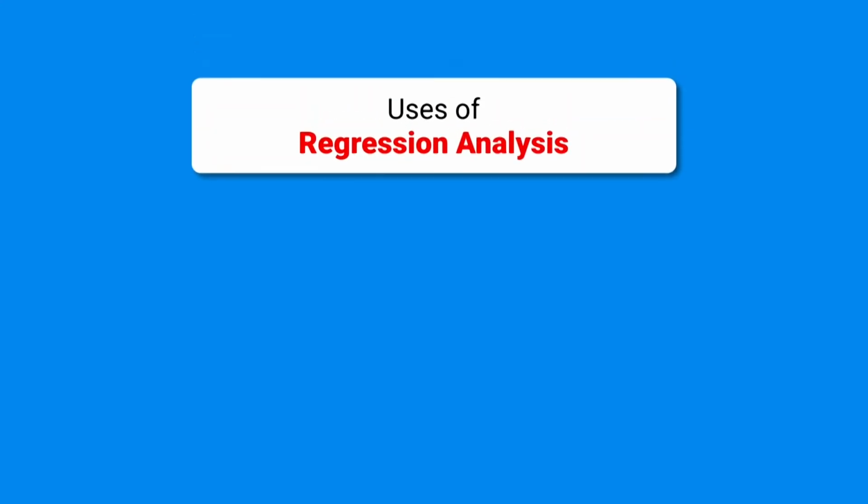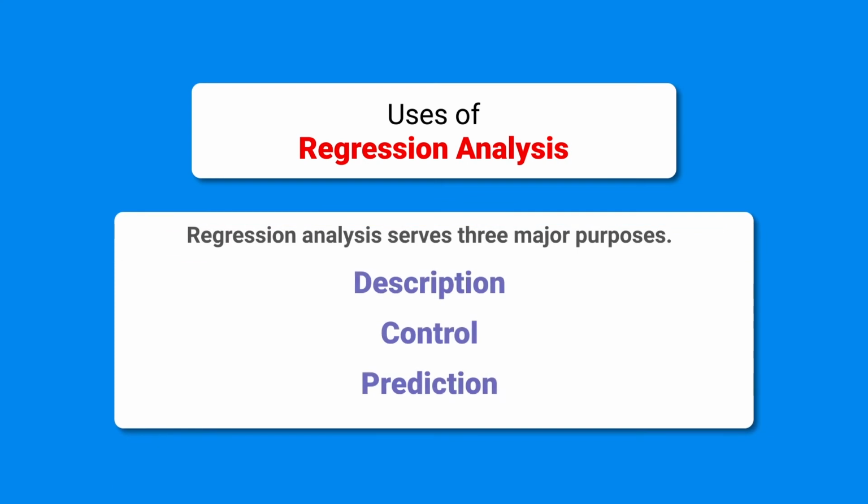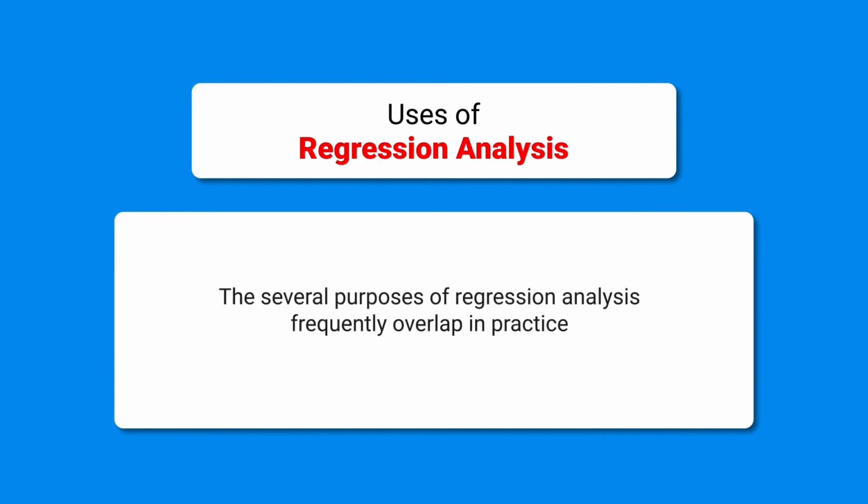So now there is the use of regression analysis. Regression analysis serves three major purposes: description, control, and prediction. The several purposes of regression analysis frequently overlap in practice, and once we solve an example, we will see that it describes, controls, and predicts.